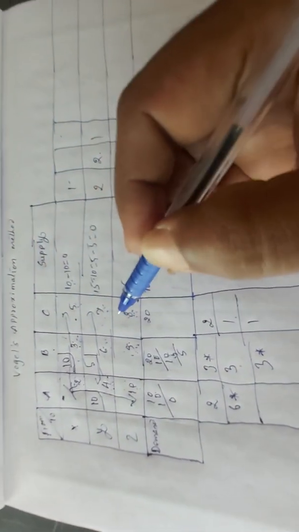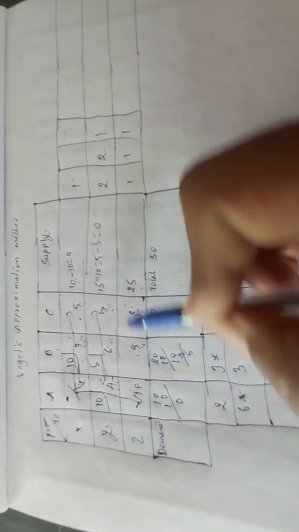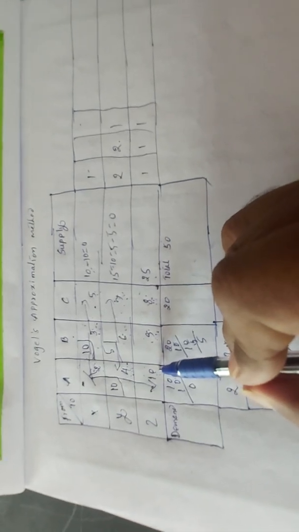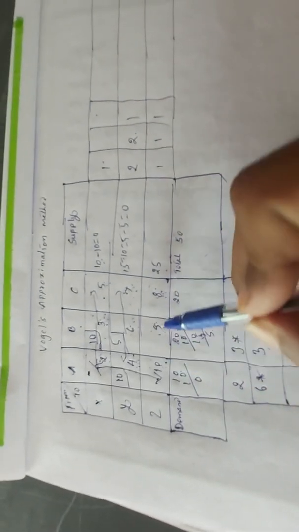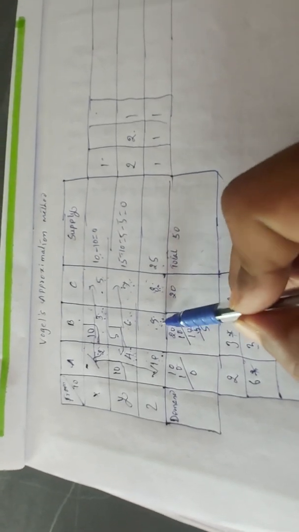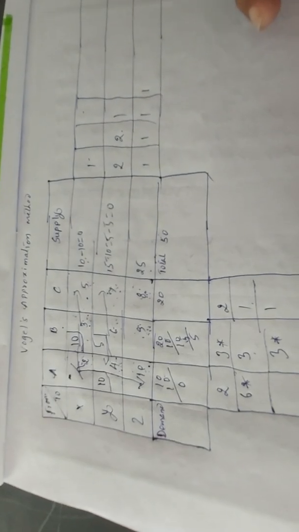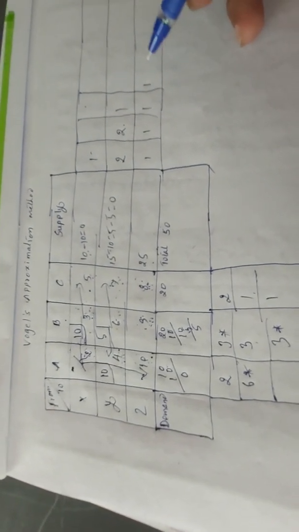These are columns. So first let us calculate the row penalty. Again we have to repeat the same steps. First row has been cancelled, second row has been cancelled, only the third row is left. In this third row, the first cell has been eliminated. Only two values are there in this row, 9 and 8. 8 is the first minimum, 9 is the second minimum. 9 minus 8 is equal to 1. That is the row penalty.